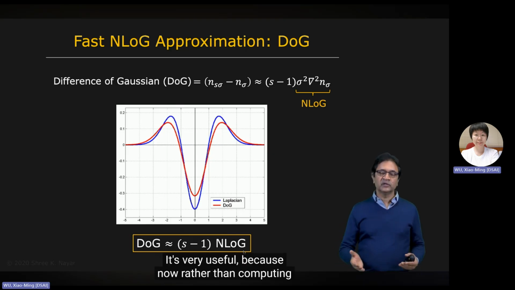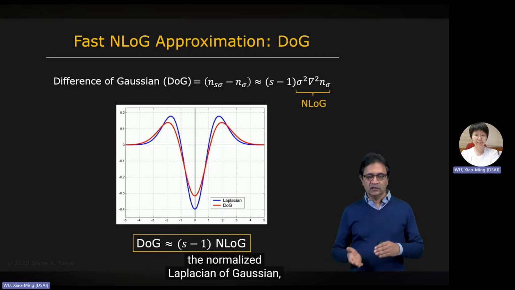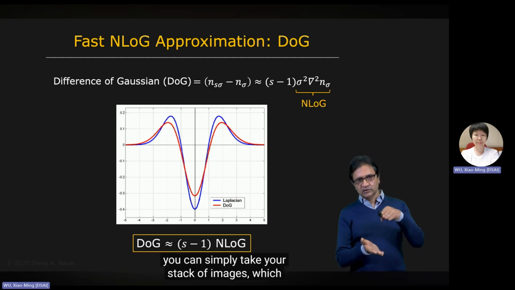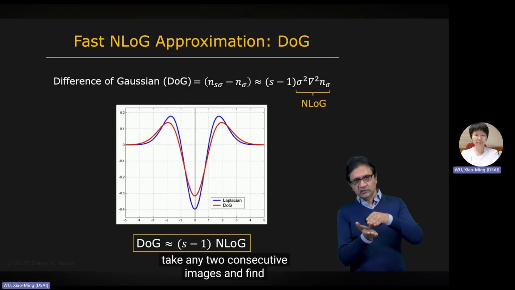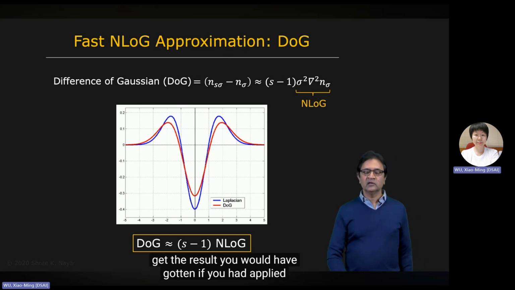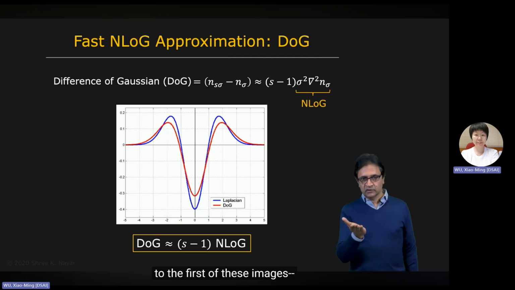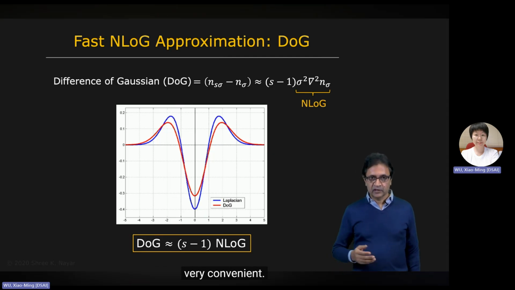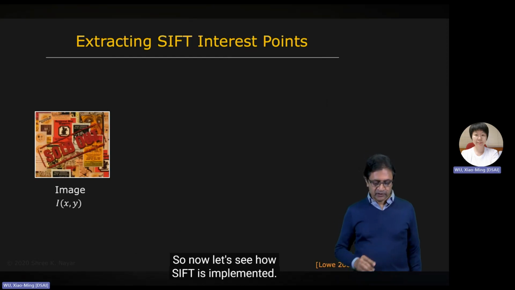It's very useful because now, rather than computing the normalized Laplacian of Gaussian, you can simply take your stack of images, which is just the original image smoothed with different sigmas, take any two consecutive images and find the difference between them. You actually get the result you would have gotten if you had applied the normalized Laplacian of Gaussian to the first of these images. Very convenient. So now let's see how SIFT is implemented.